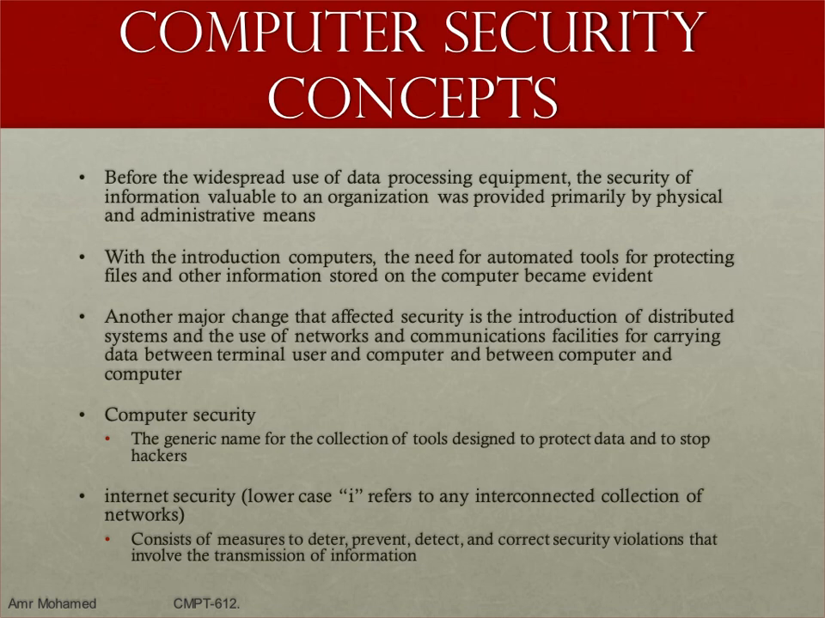Internet security or network security consists of measures to deter, meaning to deviate, the hackers from being able to attack our system, or to prevent, or to detect. Sometimes I can detect, but I don't have to prevent. And to correct security violations that involve the transmission of information. This is the keyword, the important keyword: while it's being transmitted. Okay?